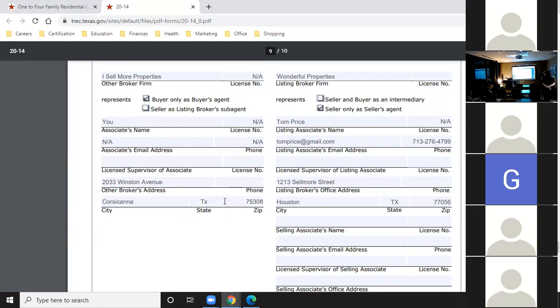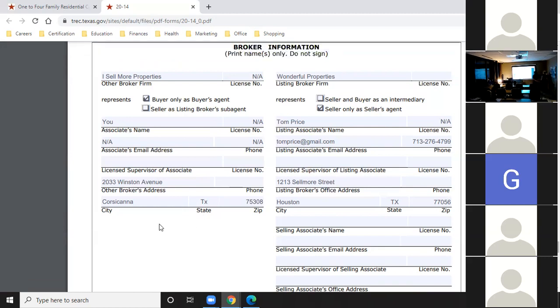Excellent. All right. Where is Corsicana? Is that by Dallas? Oh, it's by Dallas? Yeah. Oh, I never go. That's right. All right. So, scroll on down.